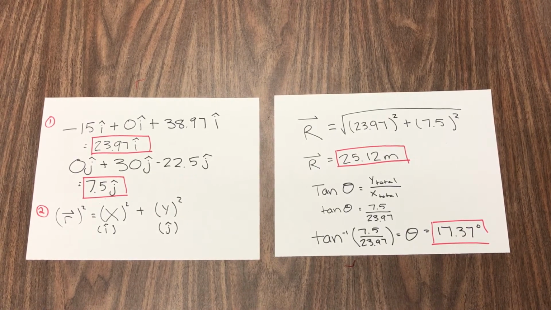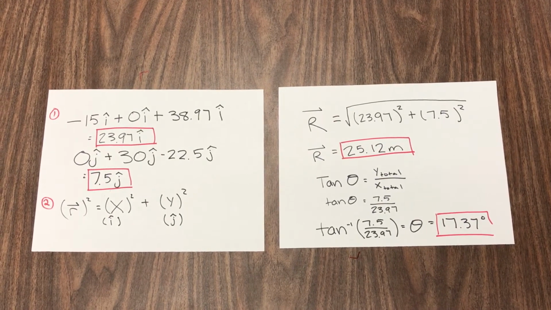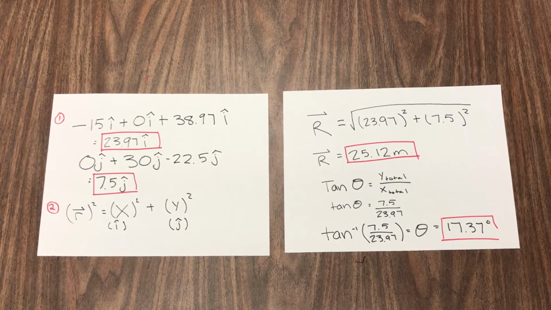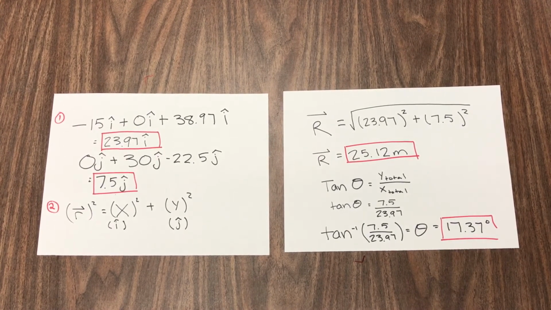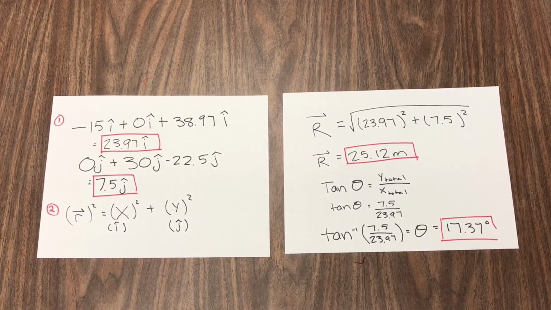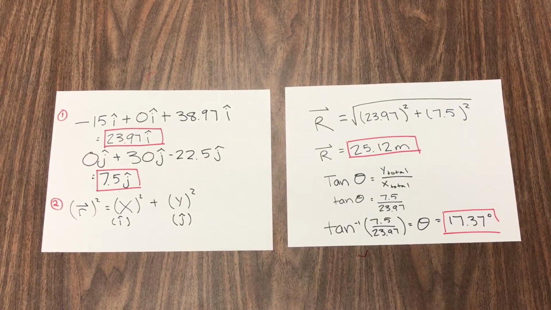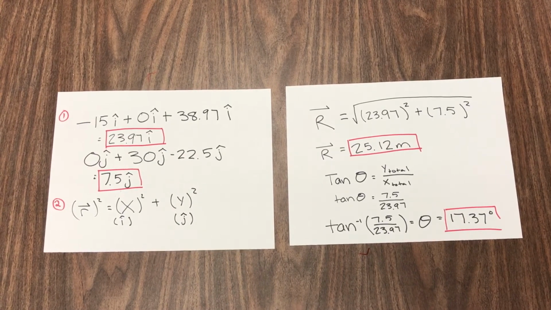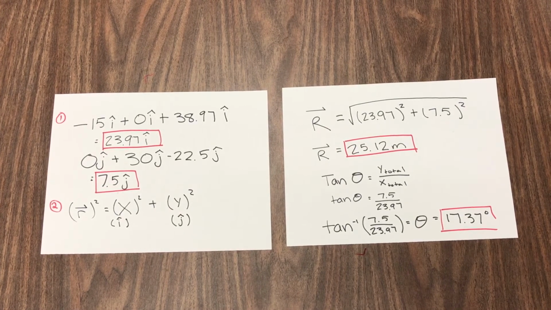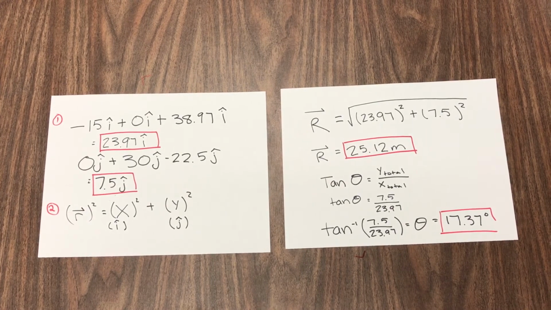After putting the three vectors into directional units, you add the x directions together and the y directions together. For the x directions, we have negative 15 i hat plus 0 i hat plus 38.97 i hat, which equals a grand total of 23.97 i hat. For the y direction, we have 0 j hat plus 30 j hat minus 22.5 j hat, which equals 7.5 j hat. And then to find r, we use the Pythagorean theorem, which is r squared equals x squared plus y squared, where x equals the total of i hats and y equals the total of j hats.